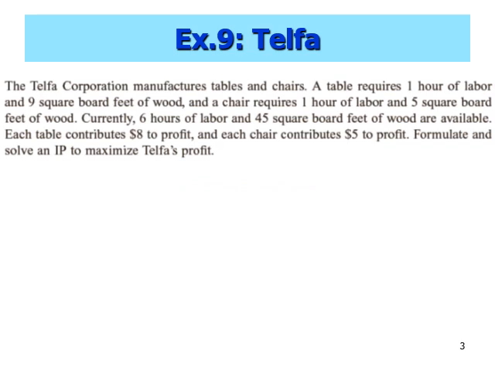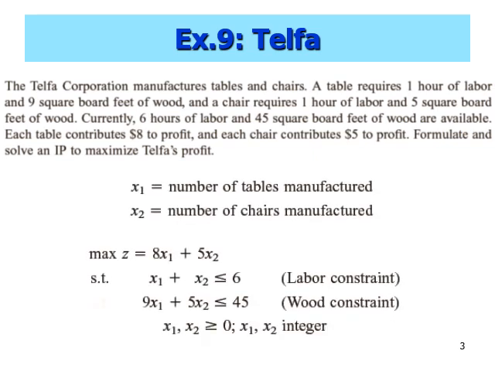We are going to use Example 9 of Telfa Corporation, who is producing tables and chairs. Both variables, the number of tables and the number of chairs that are manufactured, must be integer. We have the labor constraint and wood constraint, and what we're going to do in this problem is maximize the profit.